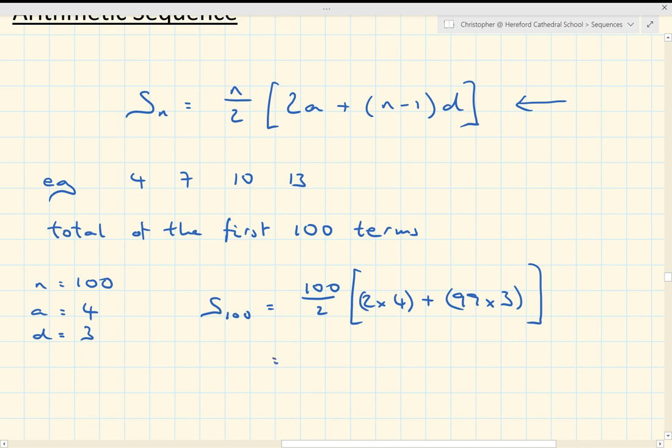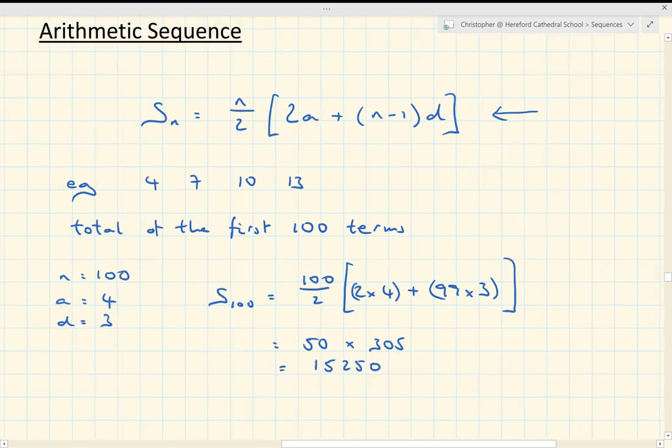On my calculator, I'm going to do 2 times 4 is 8, and I'm going to add that to 99 threes. And so I've got 100 over 2, multiplied by 305. And so the sum of the first 100 terms of that sequence is 50 times 305, 15,250.